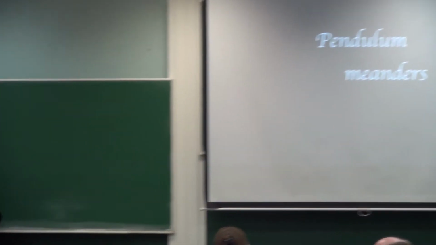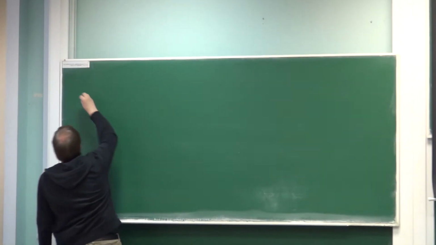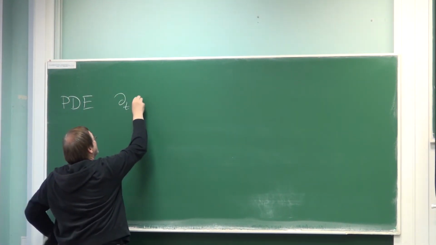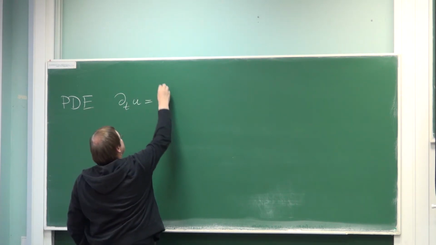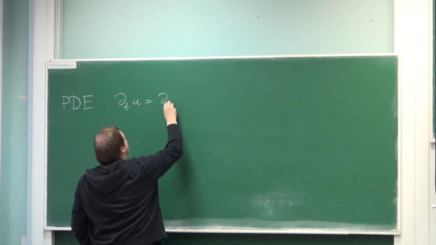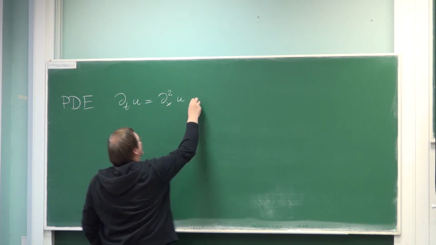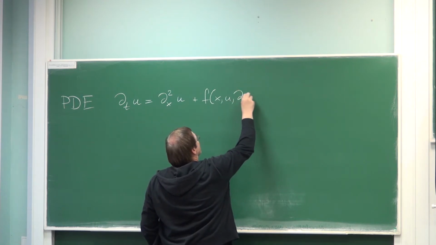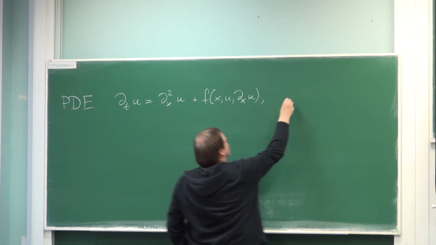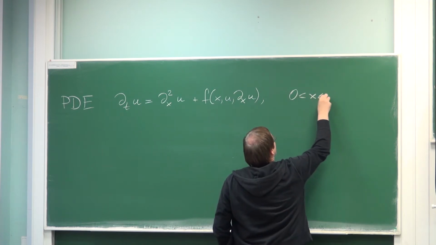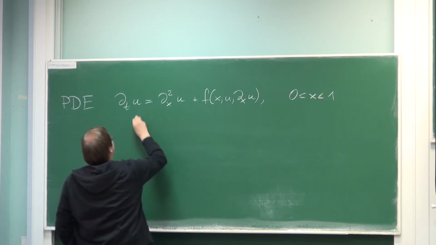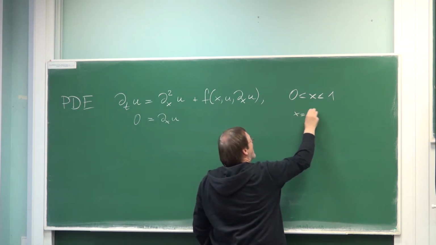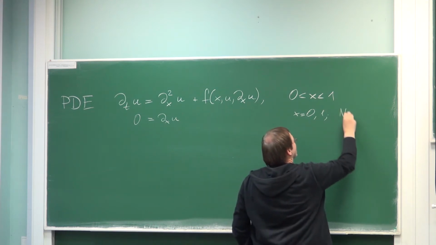So one of the cheapest, simplest partial differential equations is the following. I have a function of variables t and x, and I take the heat equation and maybe a nonlinearity, which depends on x, u, and the gradient of u. This is on the unit interval. And maybe to make people happy, I take Neumann boundary conditions for x equals 0, 1. So these are called Neumann boundary conditions.